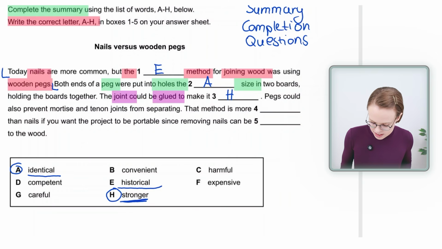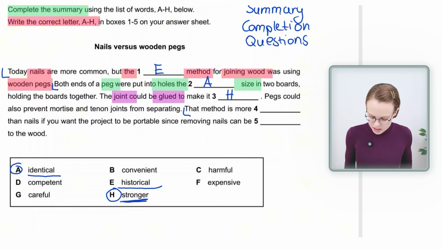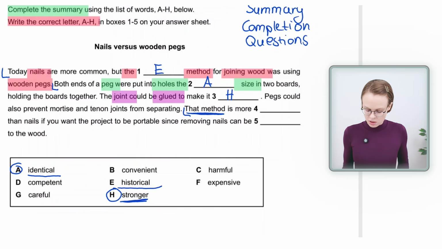Here you can see it says that method is more something. Now, here it makes sense to read the sentence before that as well, because otherwise we have no idea what that method refers to. So let's read this sentence here. Pegs could also prevent mortise and tenon joints from separating. That method is more, and then comes the gap, than nails, if you want the project to be portable, since removing nails can be, and then comes the next gap.